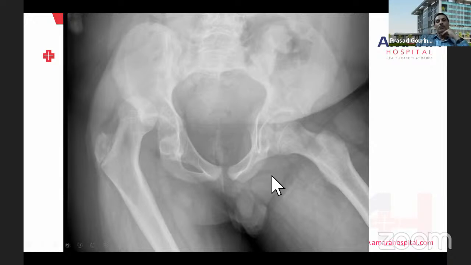I'm going to show a case example. He was an 11-year-old boy with a trivial injury, riding a sled on a slope in America, in snow. His leg got caught and he had a posterior dislocation.